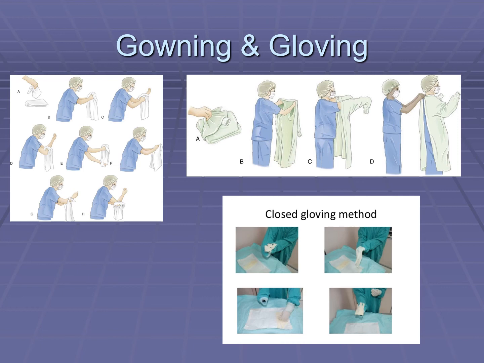If you were double gloving, typically the half size bigger, so my size is 7, my half size bigger would be 7.5. If I was double gloving, I would first put on the 7.5, and then I would put on the 7 on top of that.